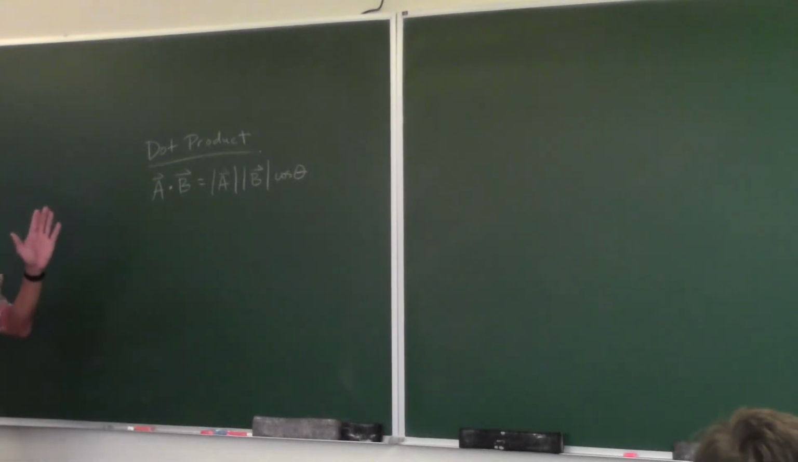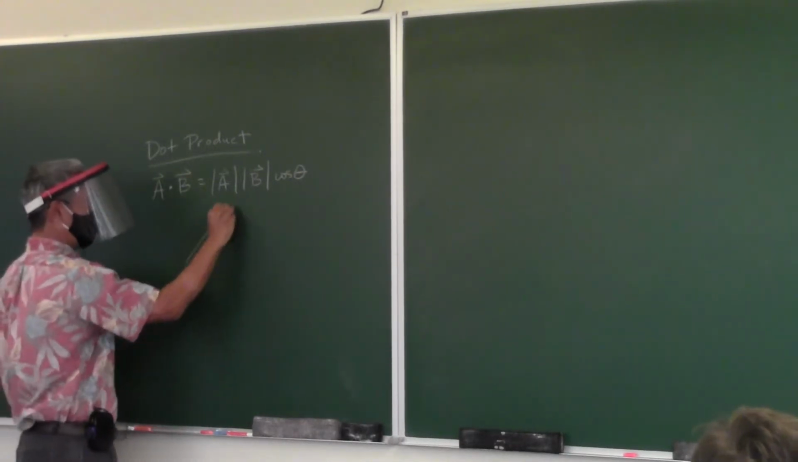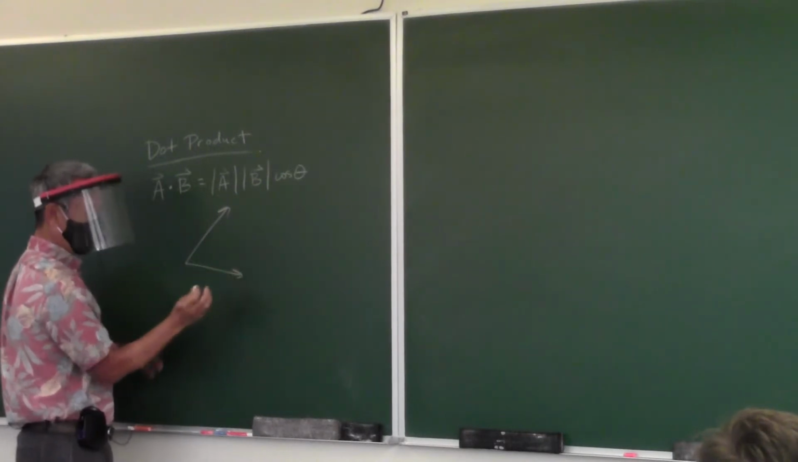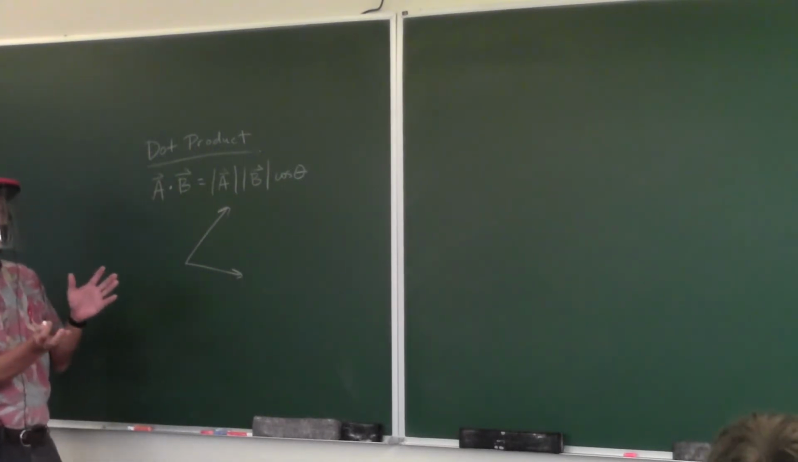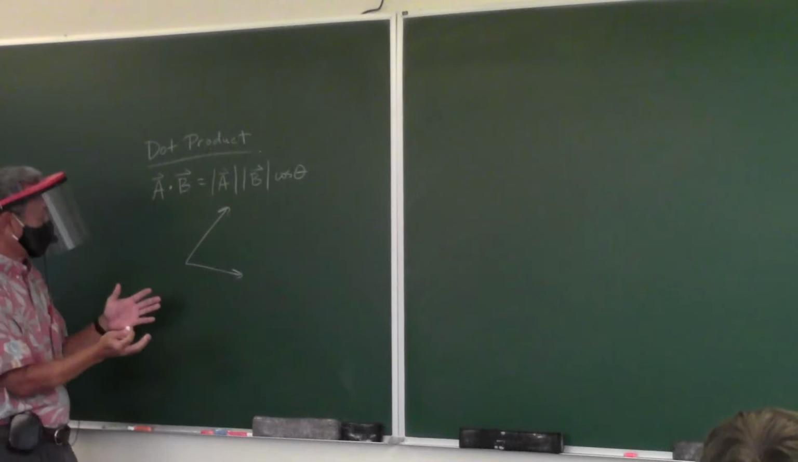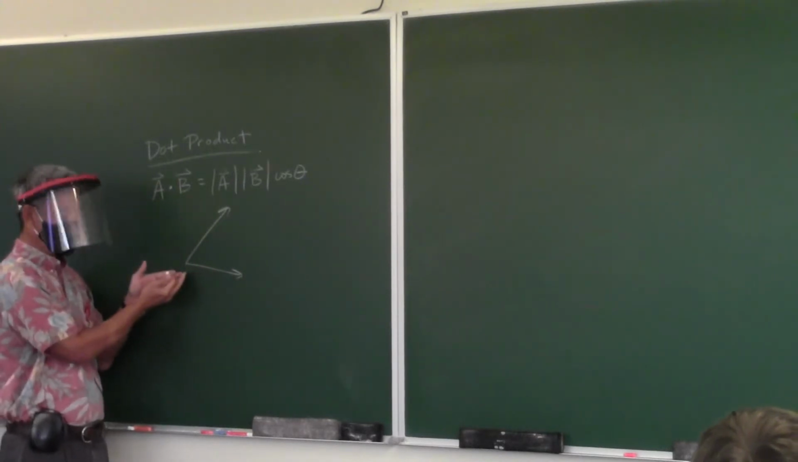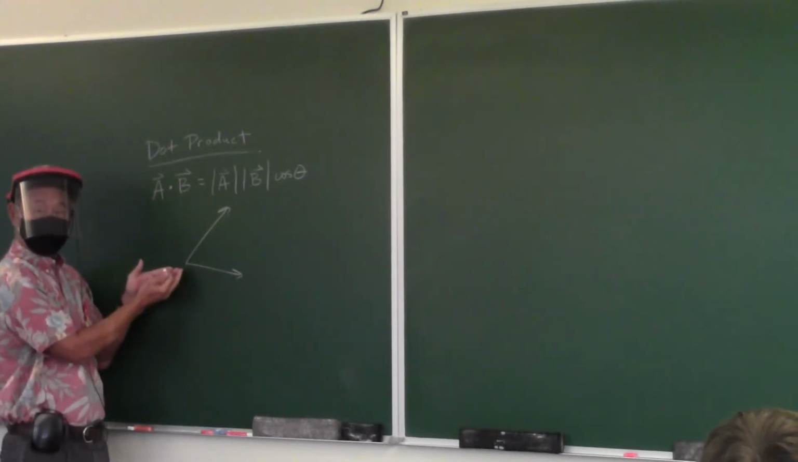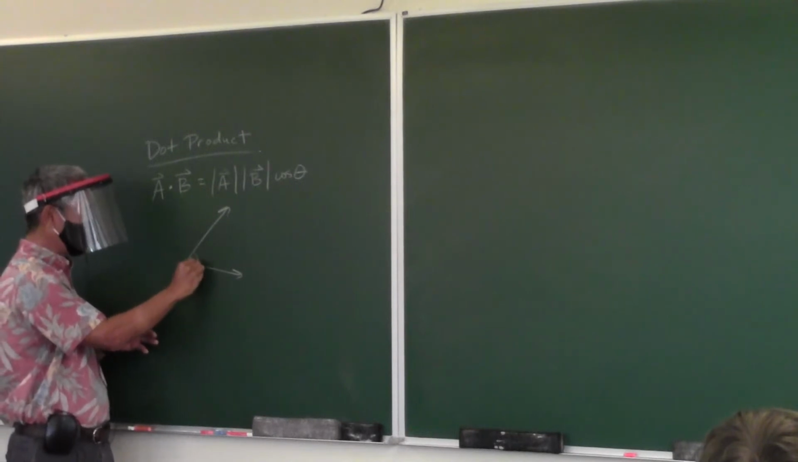So whenever you have two vectors, remember you can always move them around, as long as they have the same length and the same direction. So you can always put two vectors tail to tail like this. And so when you put them tail to tail, they form an angle.